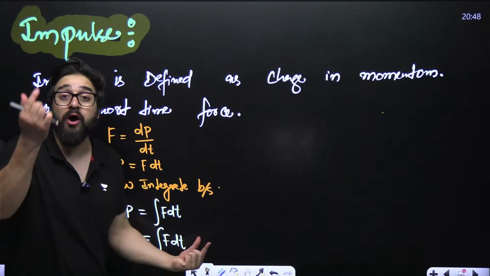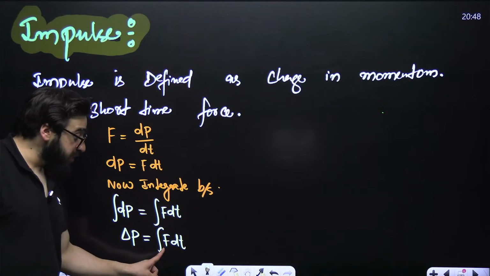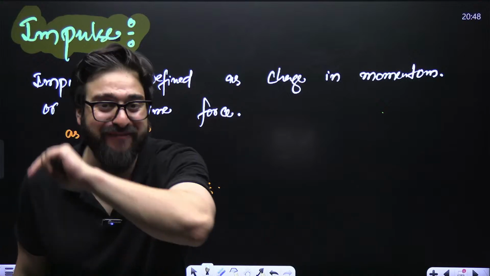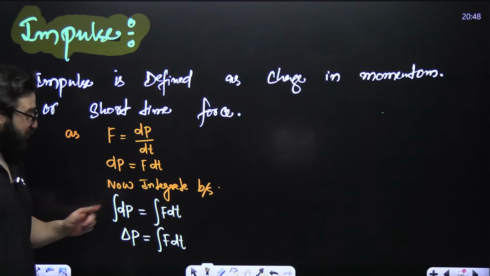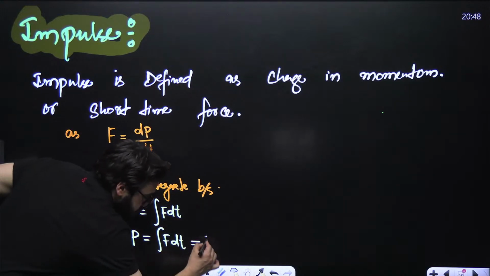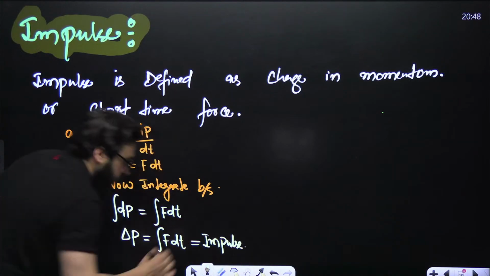Guys, what is this integration F dt? dt is the small time. What is F? F is the force. Means force is acting for the small time. That is what we call the short time force. Force acting for very small time. So that is what we call short time force. And we know this short time force is what we call impulse.